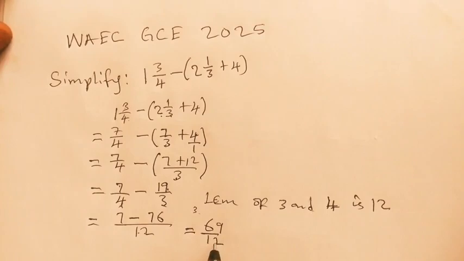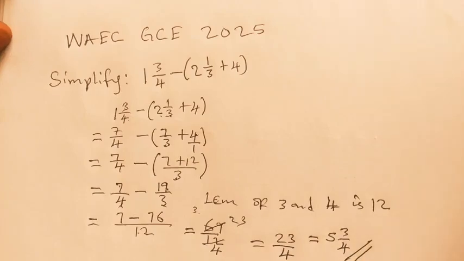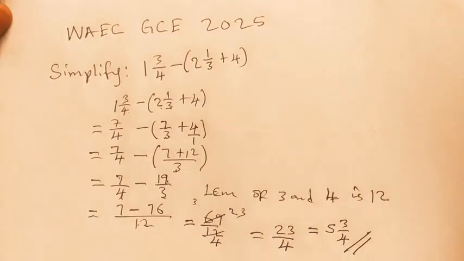And looking at this, we can reduce this by 3, and 3 here will give us 23, 3 here will give us 4. So we are left with 23 over 4, and 23 over 4, 4 can go into 23 5 times, remember 3 over 4. So this is how we solve this question.